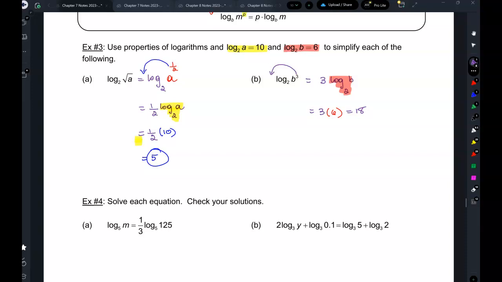Now look, if you didn't have these highlighted parts given to you, then you just stop at half log base 2 of a, right? Then you would just stop at this stage, or you would just stop at this stage. And it'll never give us the full answer. Correct. Okay?